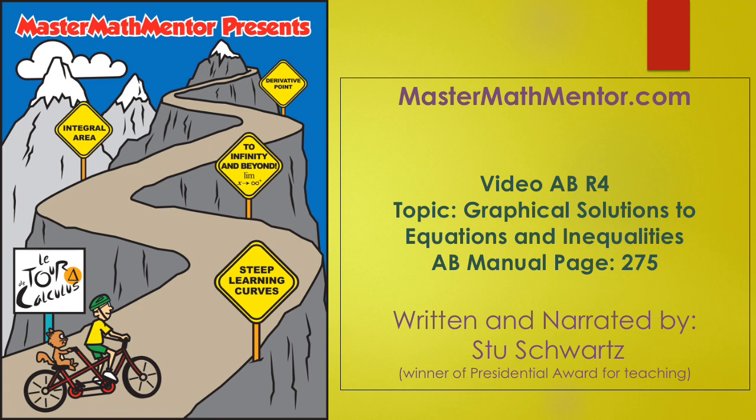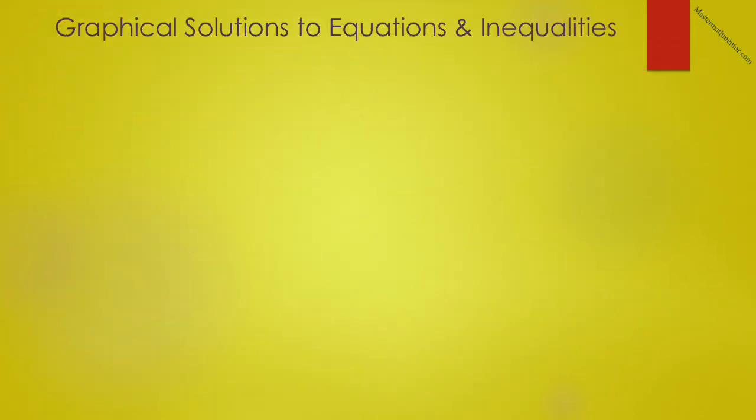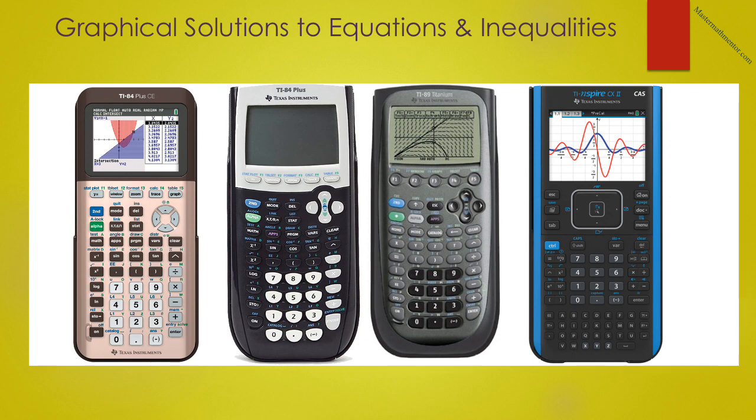The topic is Graphical Solutions to Equations and Inequalities and covers the AB Manual, page 275. Many students, when taking pre-calculus or AP calculus, purchase a new calculator. It is usually from the Texas Instruments TI family, TI-83, TI-84, TI-89, TI-Nspire, and there are others. We need to know how to use it.